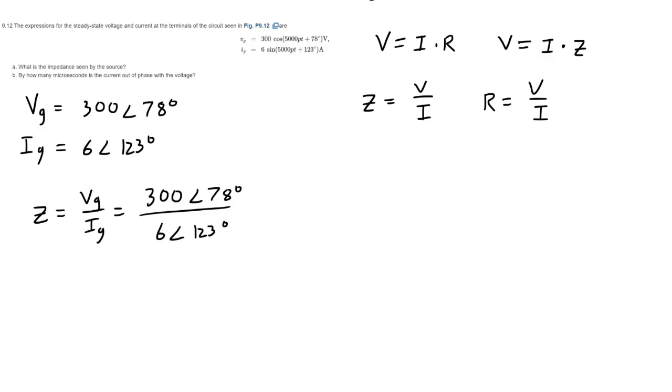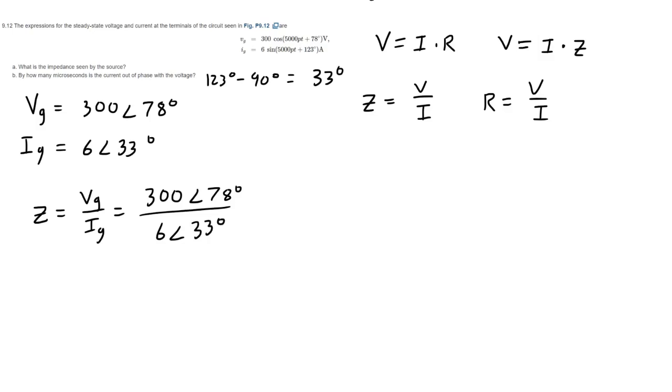Is it 123? Yes, this is where I make that mistake again, with the sign. Sine is in quadrature with cosine, so we're just going to do 123 minus 90 degrees. That's going to be 53? No, 33. Okay, so this is going to be 33 degrees.